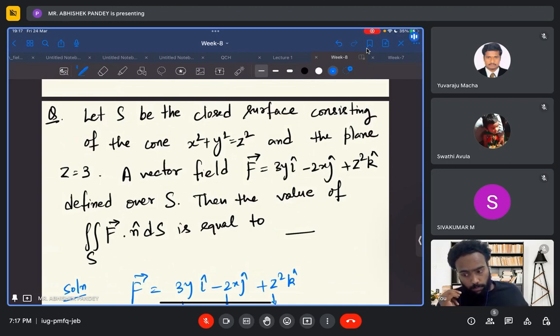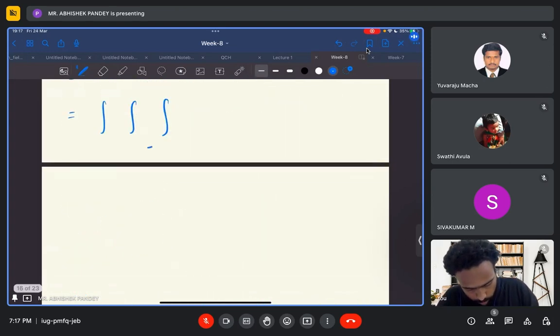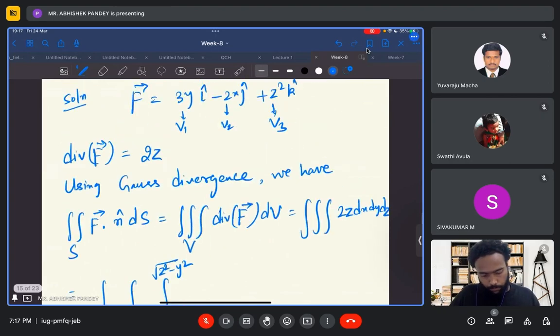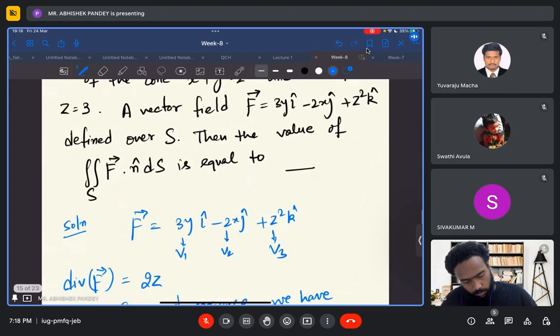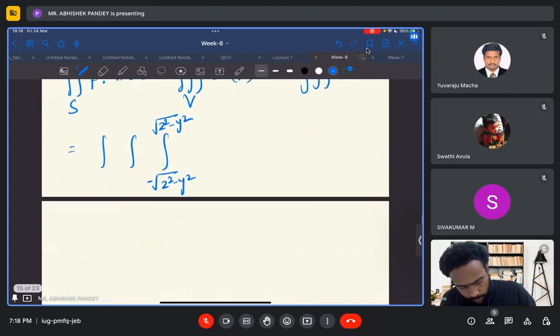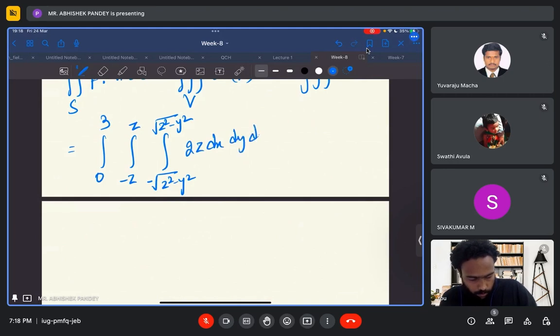Okay. So the limit of x is from minus square root of z square minus y square to square root of z square minus y square. And the limit of y will be from, so now we have to put x equals 0 and y. So this will be from minus z to z, and again this limit will be 2z dx dz.